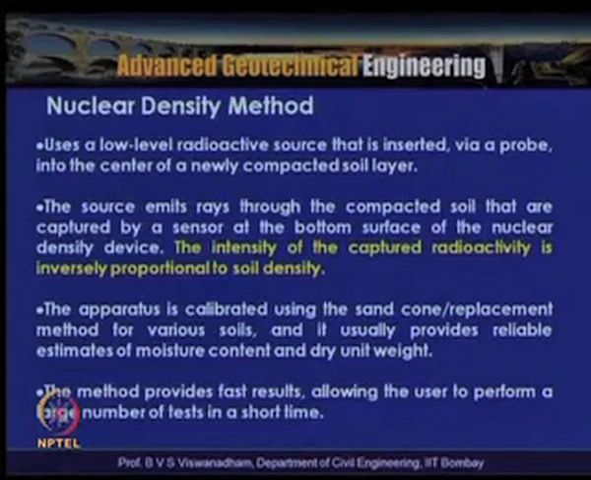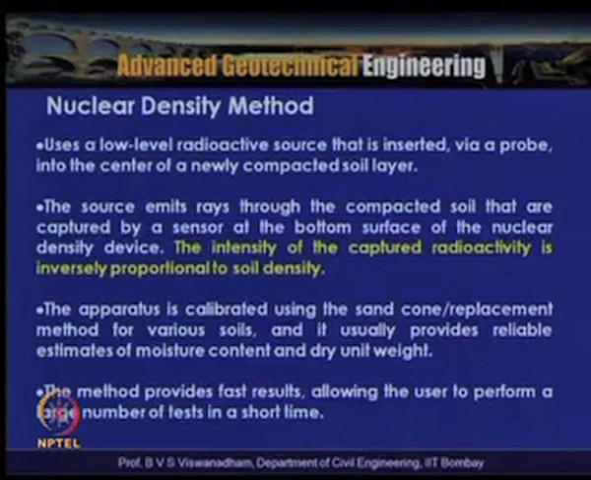This uses a low level radioactive source that is inserted via a probe into the center of a newly compacted soil layer. So, this is one type of method in which a small hole is made and a low level radioactive source is inserted. But there are also some devices where the nuclear density measuring apparatus sits on the surface of the soil, in touch with the soil, and then it also measures.